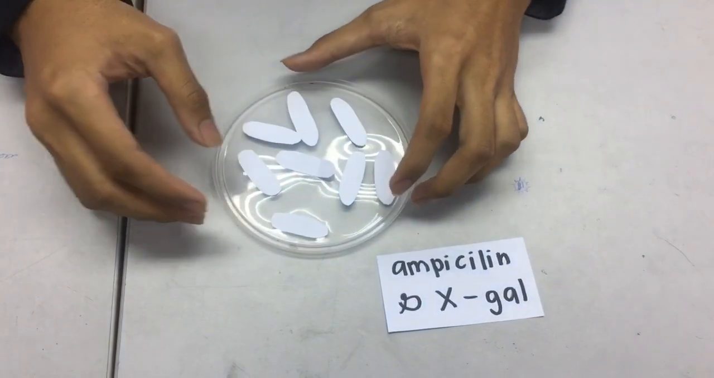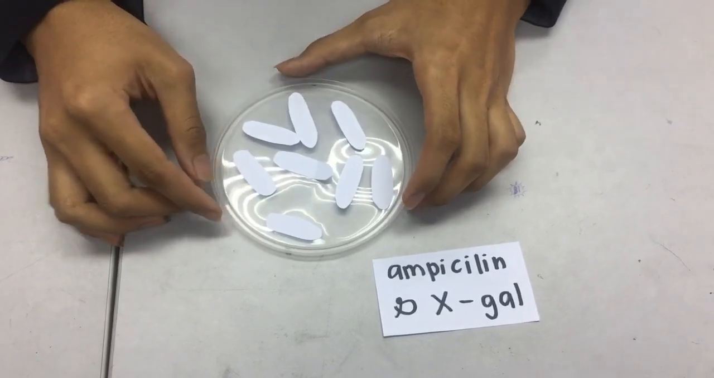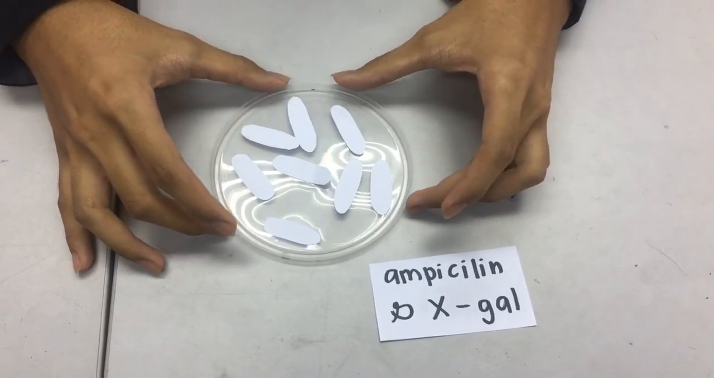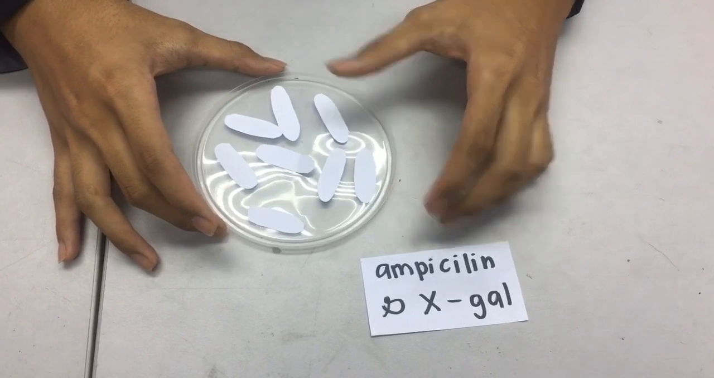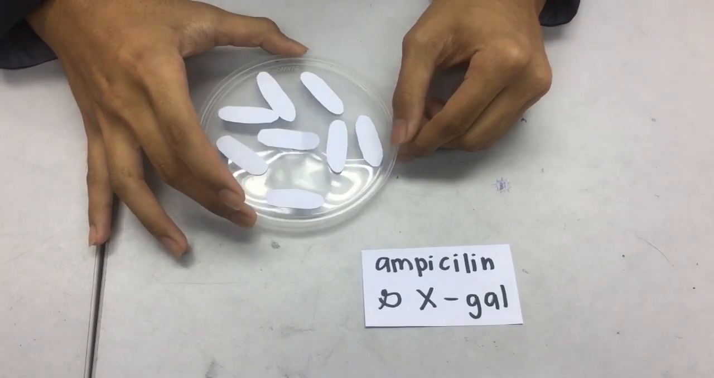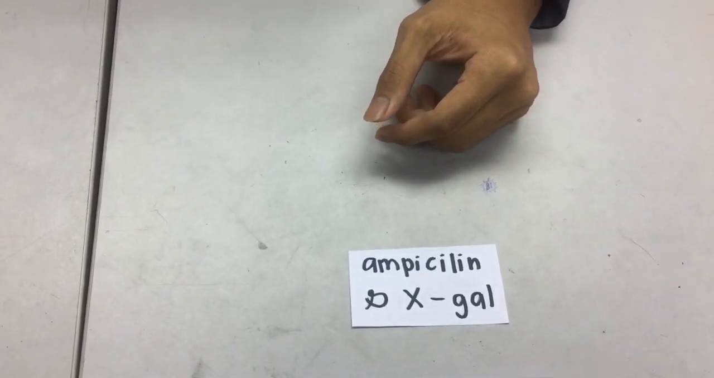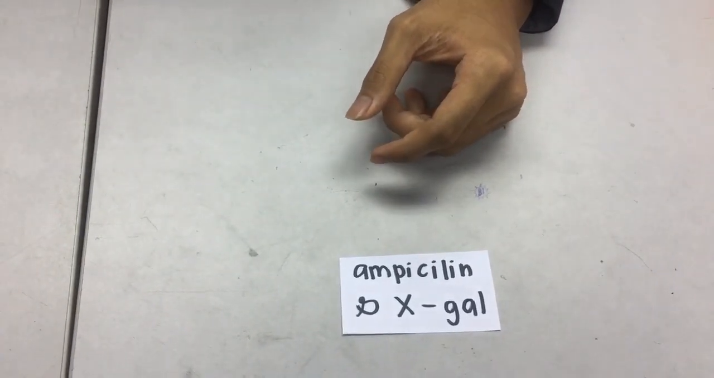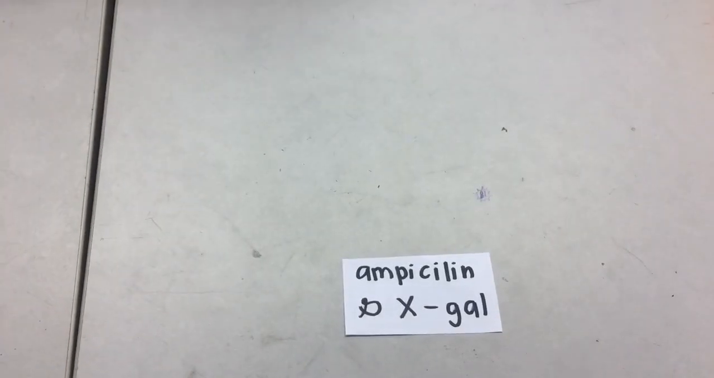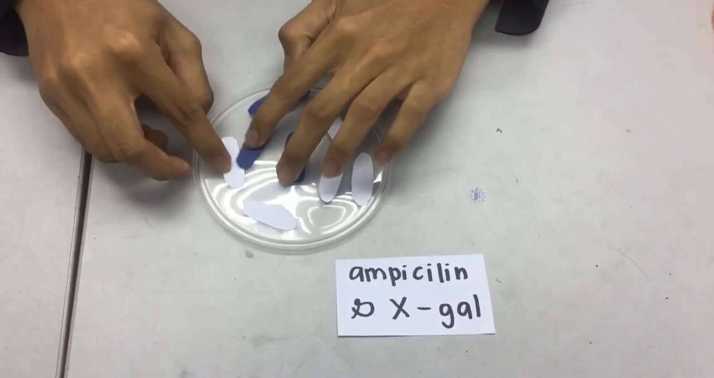We place this petri dish with agar that contains the antibiotic, ampicillin, and X-gal. And then after that, we are going to put this into an incubator and leave it overnight, and let it grow for a while. And after a few hours, we are going to get a result like this.